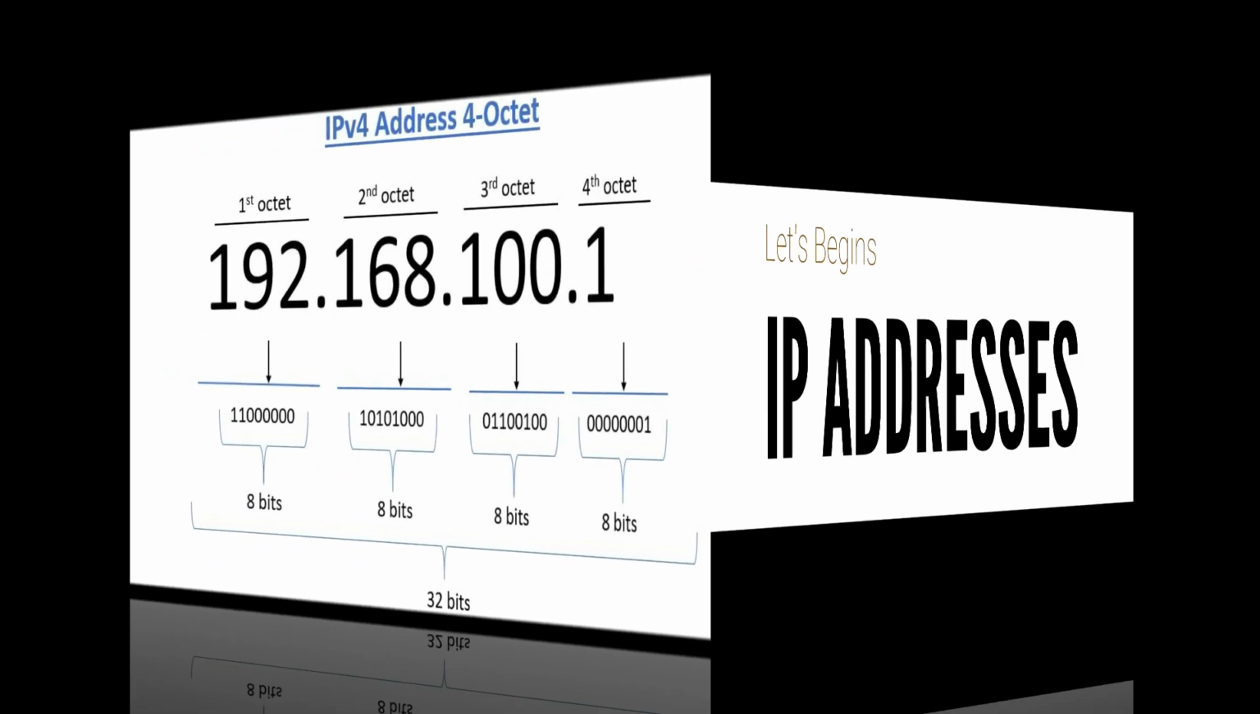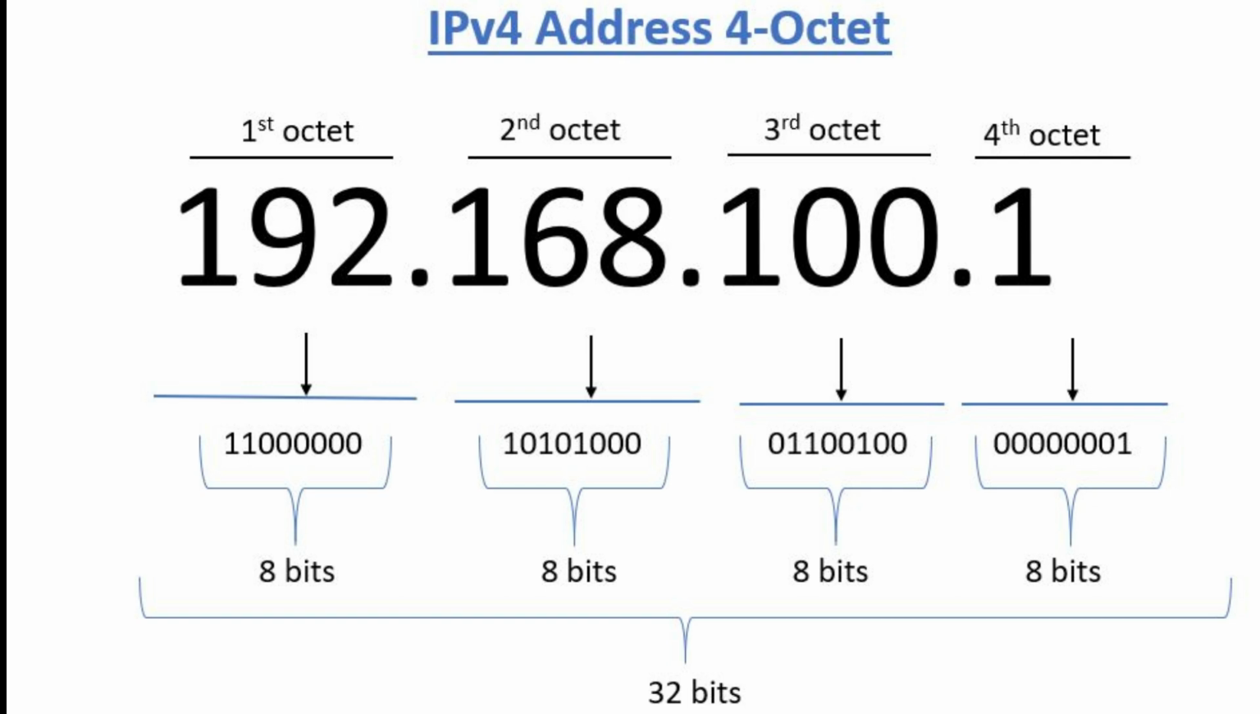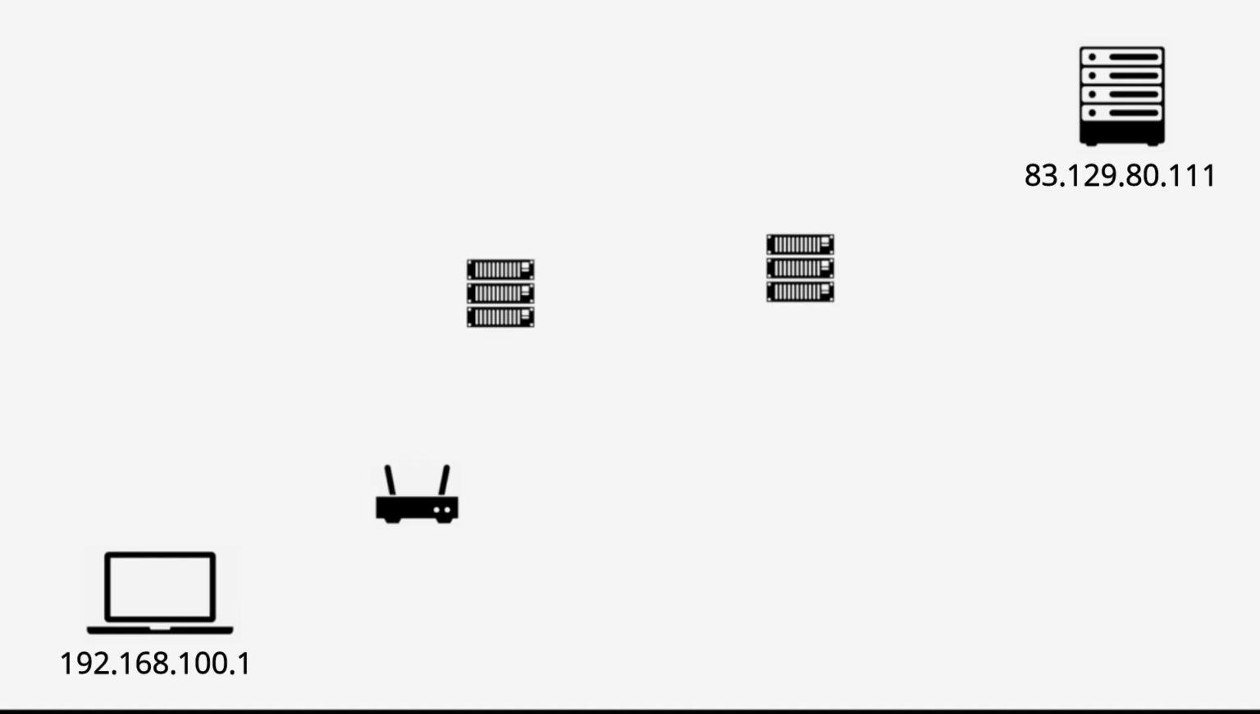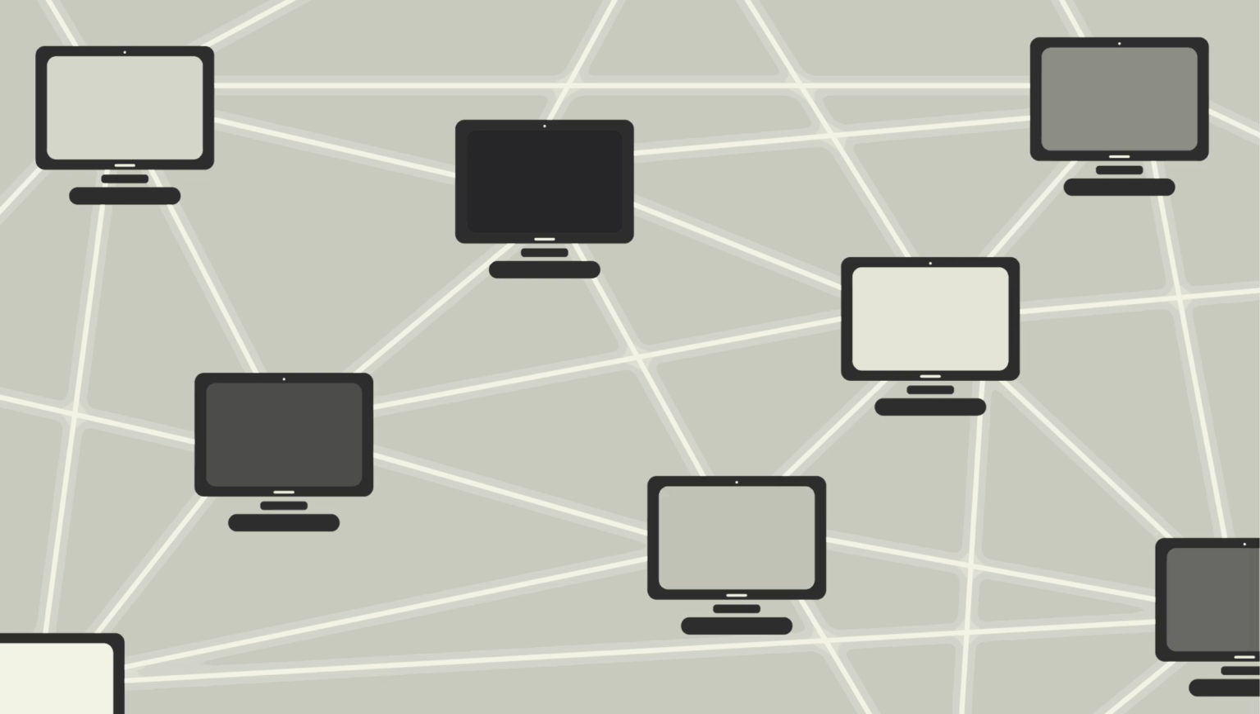An IP address, short for Internet Protocol Address, is a numerical label assigned to each device connected to a computer network that uses the Internet Protocol for communication. It serves as a unique identifier for identifying and locating devices on a network. IP addresses are essential for routing data packets across networks, enabling devices to communicate with each other.